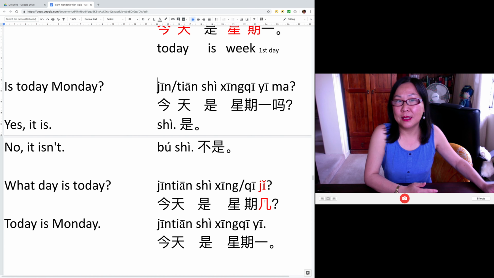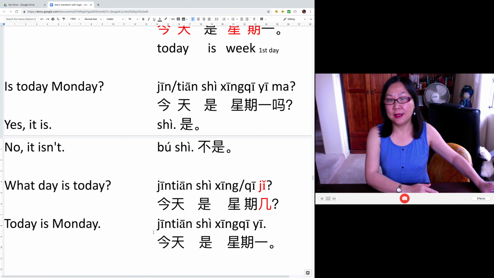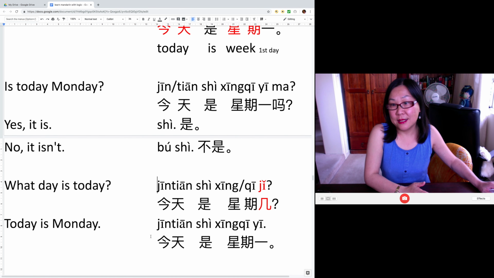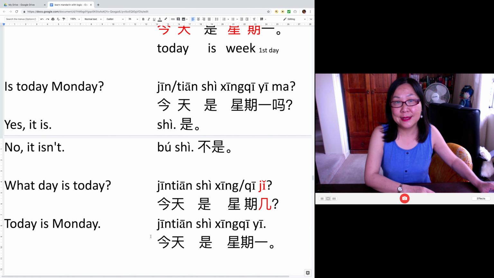Well, a week only has 7 days, so it's quite safe to use 几 to ask what day of the week. So 星期几 means what day of the week. Today is... what day of the week? 今天是星期几? The answer is today is Monday. 今天是星期一.